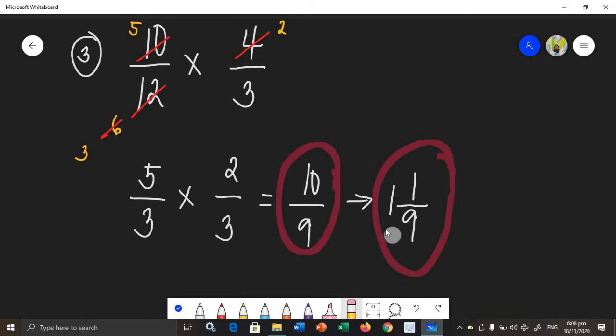But then, it's fine for me if yung sagot nyo is 10/9 na. You don't have to make it into a mixed number. So, I am going to accept this answer. So, either way, they are both correct.